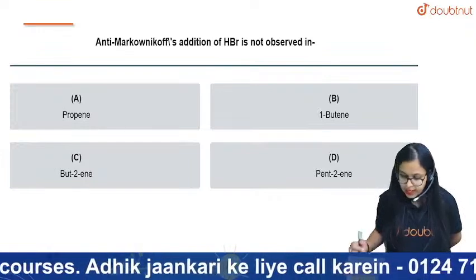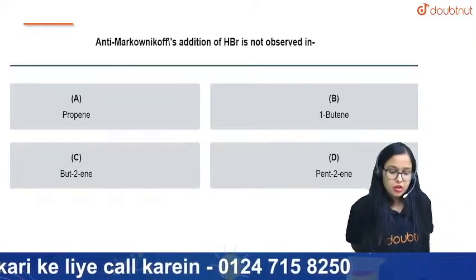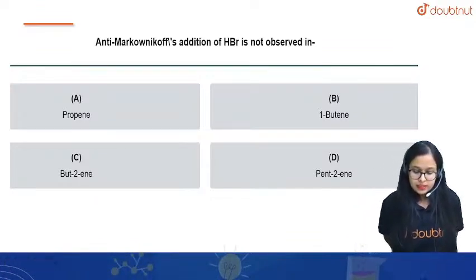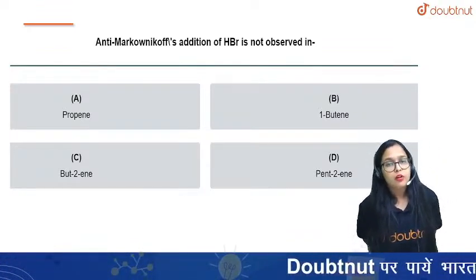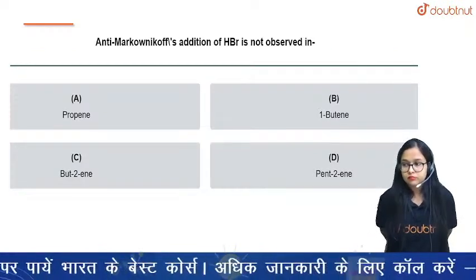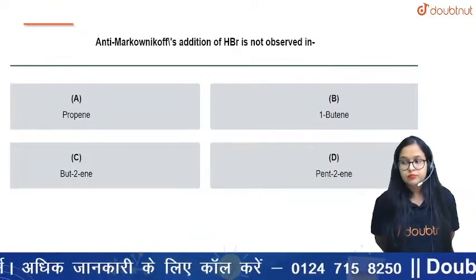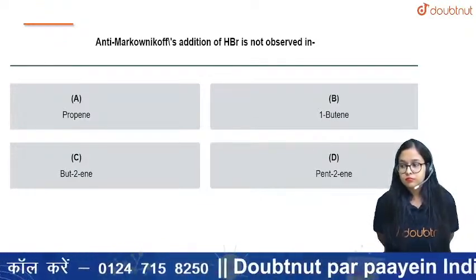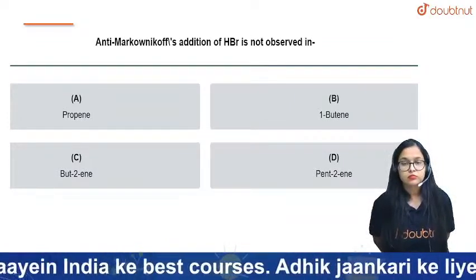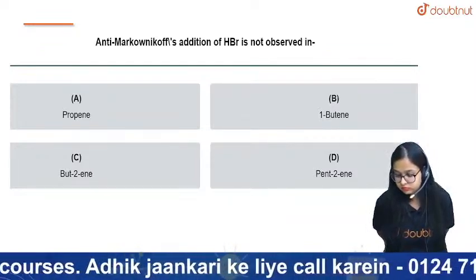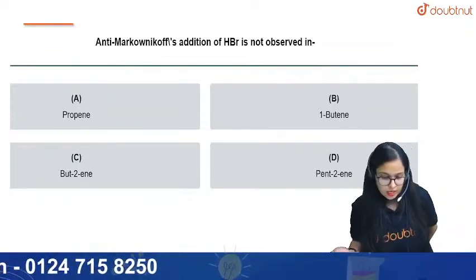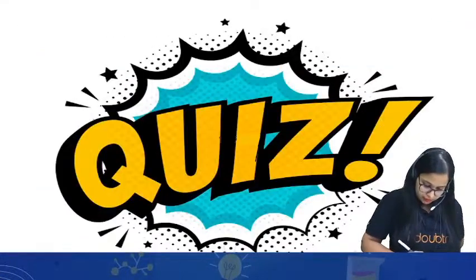Next question says that anti-Markovnikov addition of HBr is not observed in. You have to tell me, out of A, B, C, D, where will the anti-Markovnikov rule fail? Okay, time up. Let's now solve these questions. I hope you have attempted it all right.